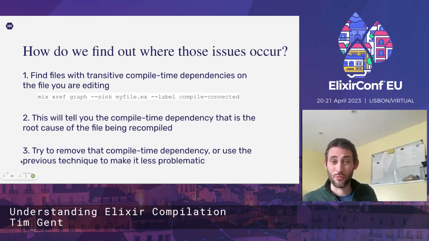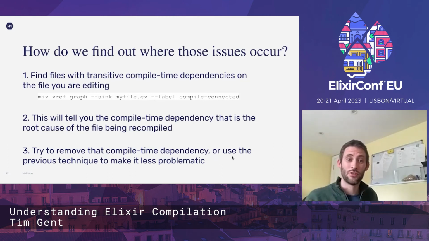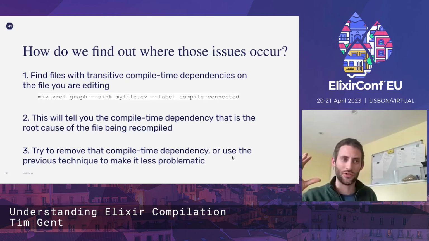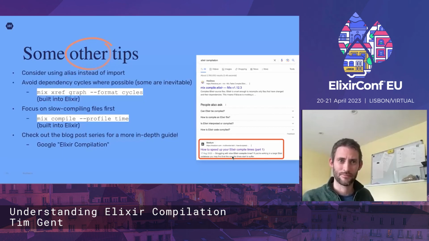So you can either try to remove that compile time dependency. If you're using module attributes, you could just get rid of them and call them in the body of your functions instead. Or the other thing you can do is use that technique I just showed you to separate out your modules. So if anything compile time depends on you, try not to have any runtime dependencies.